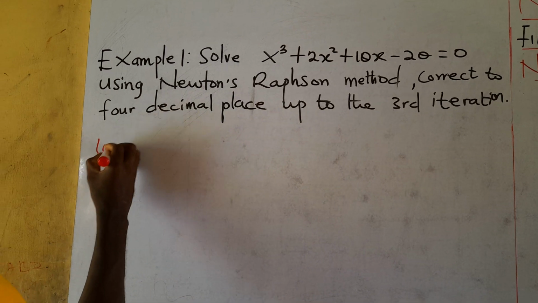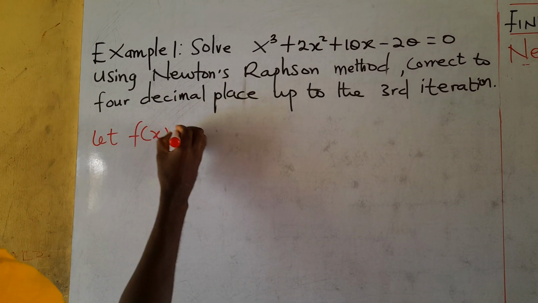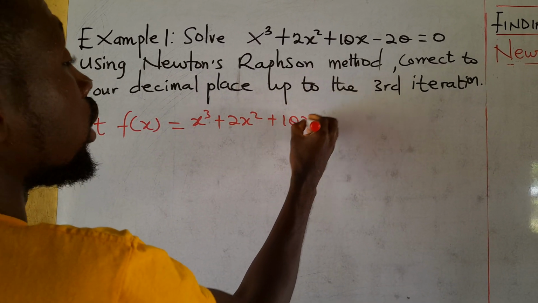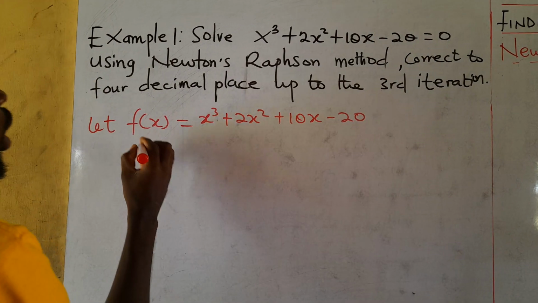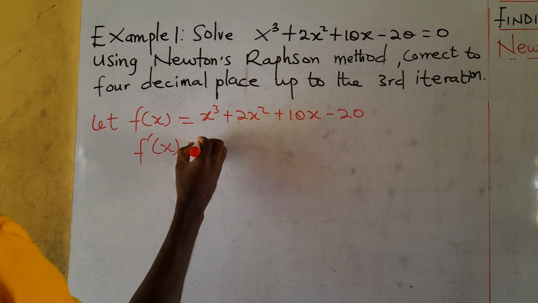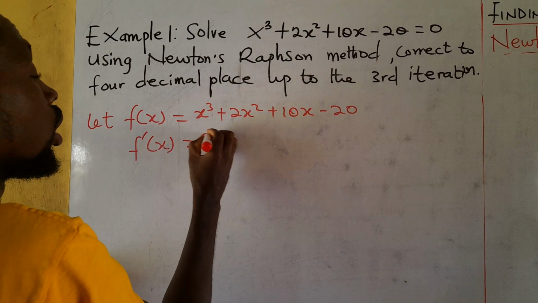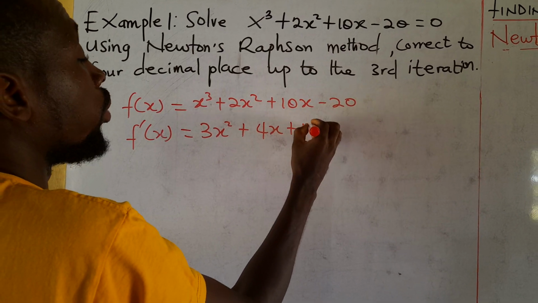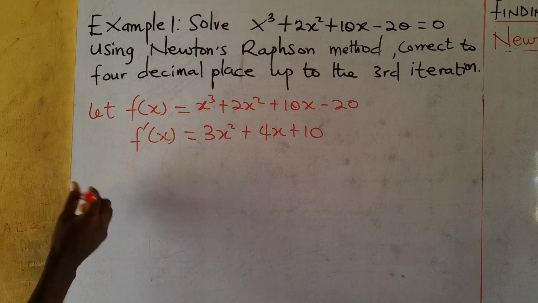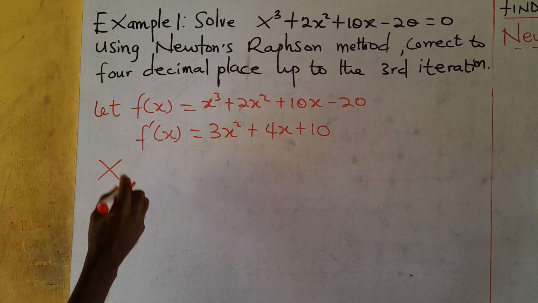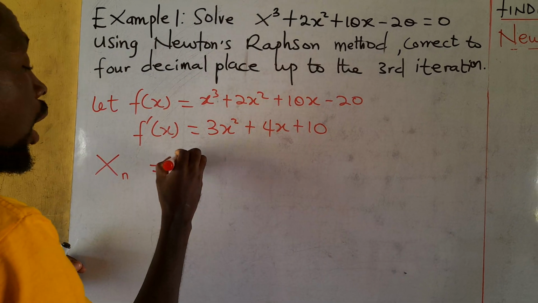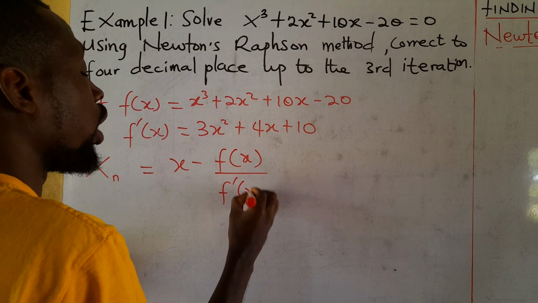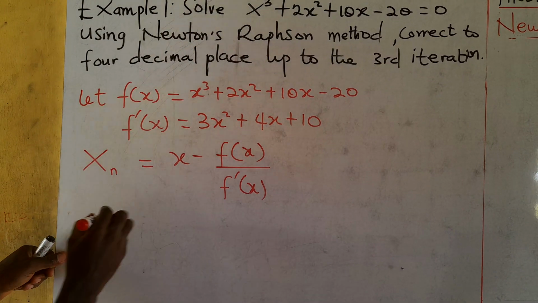So we let our f of x be equal to x cubed plus 2x squared plus 10x minus 20. Now we find f prime of x. That means we differentiate this function. We get 3x squared plus 4x plus 10. Remember, Newton is saying that our xn will be equal to x minus f of x over f prime of x. So we substitute to get the iteration formula.